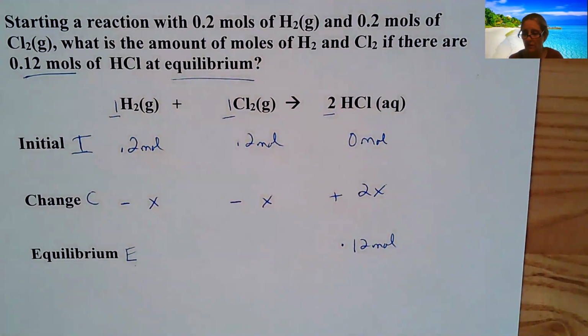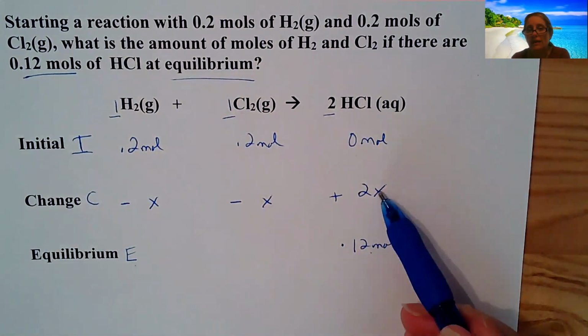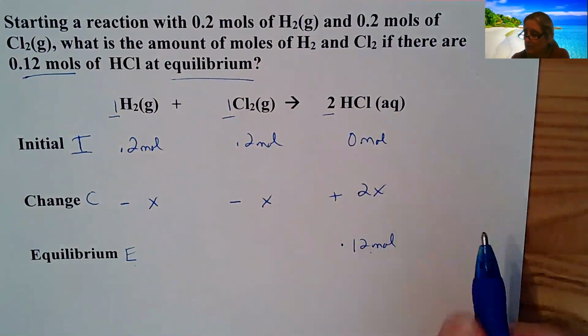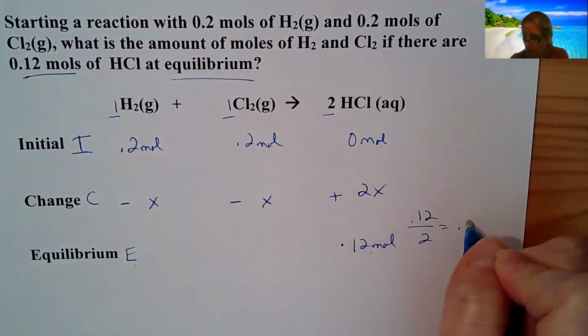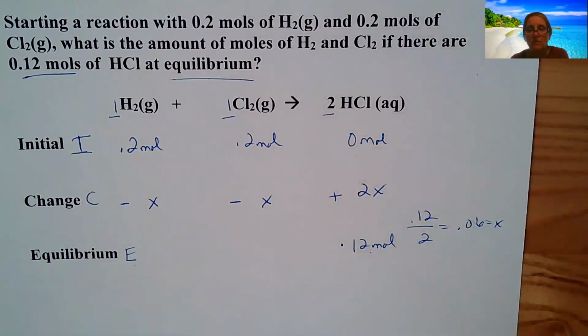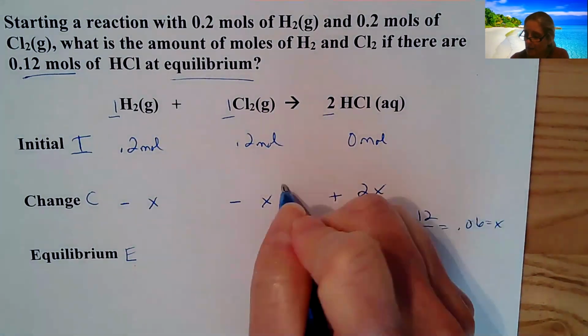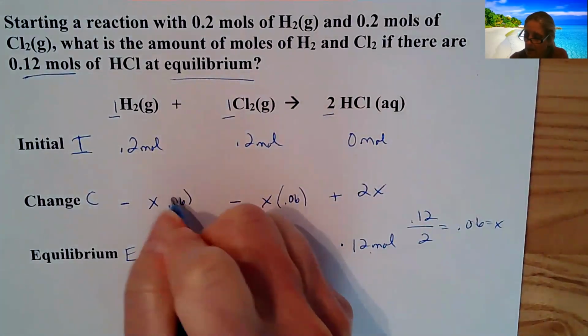Well, I know that if this is 0.12 and it's 2x, it must mean if I take 0.12 and divide it by 2, I get 0.06. That must be my x. Okay, that must be my x. So if that's my x, I'm going to write it in here. That's 0.06 and that's 0.06.